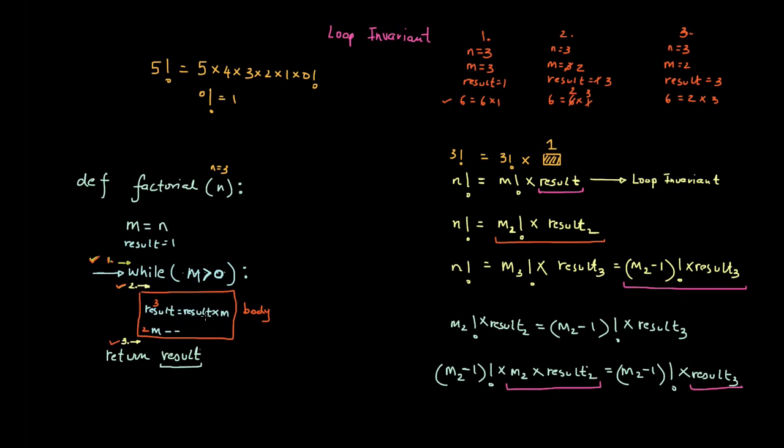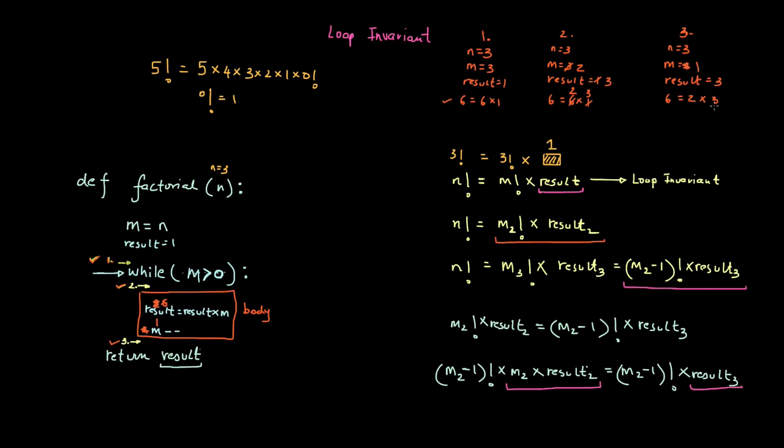Now, what is result equals result times m? m at this point was 2, and result is 3. 3 times 2 is 6, so result has become 6. And what has happened to m? m has decremented by 1, meaning m has become equal to 1. So what are my new set of values at point 3? At point 3, n is still 3, and m at this point is 1.